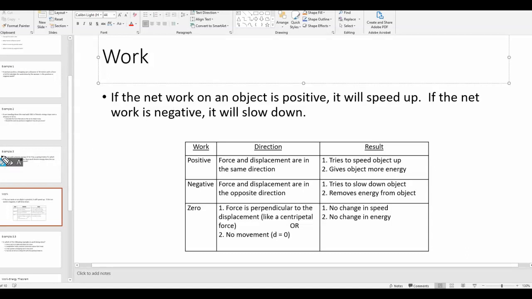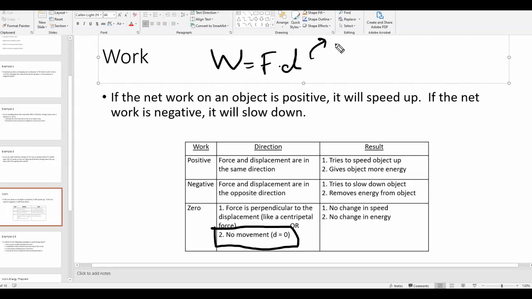One other thing I want to point out is a situation where the object does not move. Look at this. What would happen if the object does not move? For example, let's say you push on a wall and it doesn't move. In other words, the distance the wall moves is 0. What does that tell you about the work being done? Well, if it doesn't move, the distance is 0. 0 times anything is 0, so the work done would be 0.